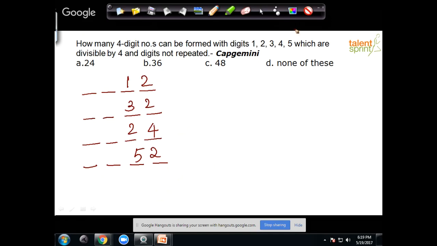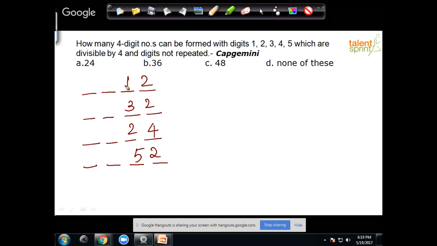Any other possibilities that can come? 34, no. 14, no. No other possibilities, right? Only these 4 possibilities. So only in the cases where the last 2 digits are 1, 2 or 3, 2 or 2, 4 or 5, 2, the 4-digit number that we are going to form with these numbers is going to be divisible by 4, right?